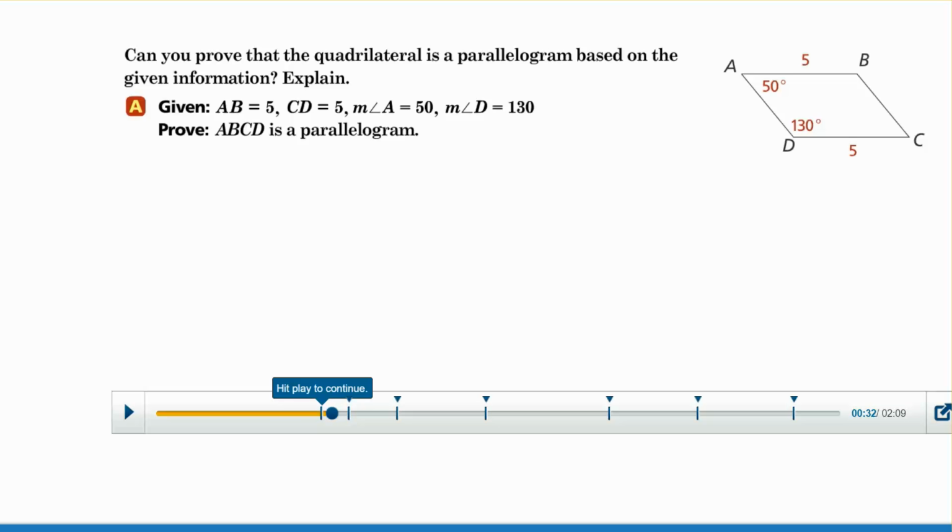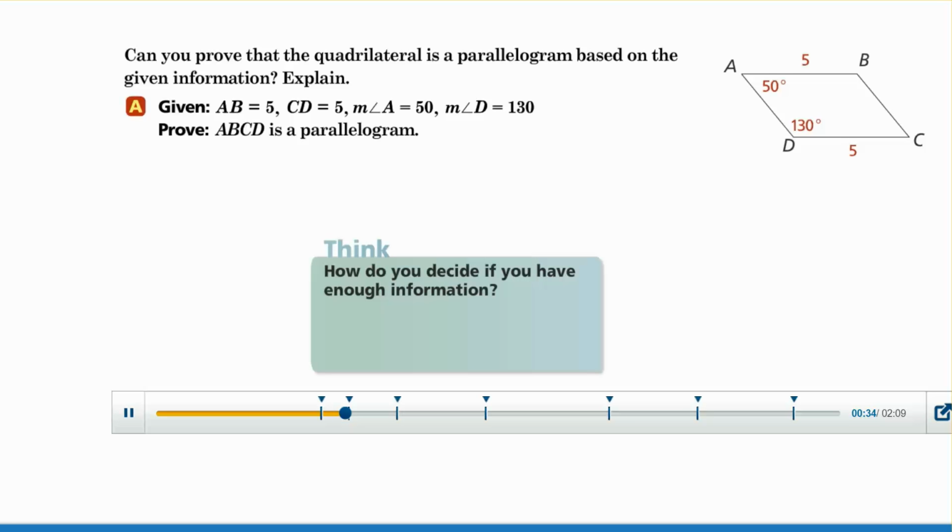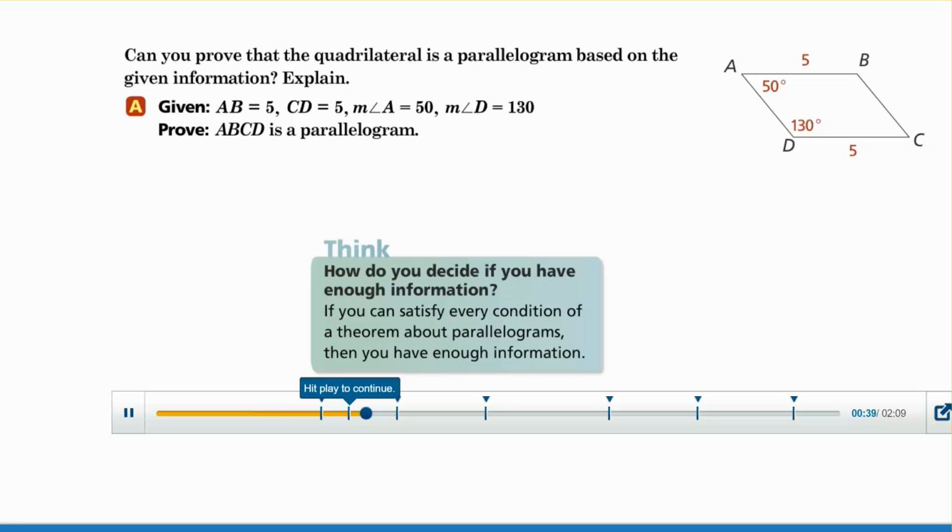Well, let's look at what we know. We know we have one pair of opposite sides, AB and DC, that are equal. If we could show that AD and BC were equal, then we could use theorem 6.8, that both pairs of opposite sides are congruent. But we don't know anything about these sides. So we're going to have to use something about the angles in this problem. How do you decide if you have enough information? If you can satisfy every condition of a theorem about parallelograms, then you have enough information for a proof.